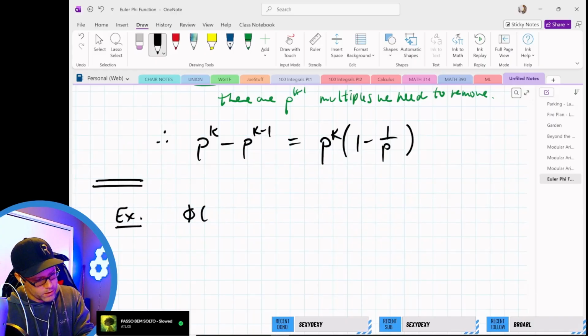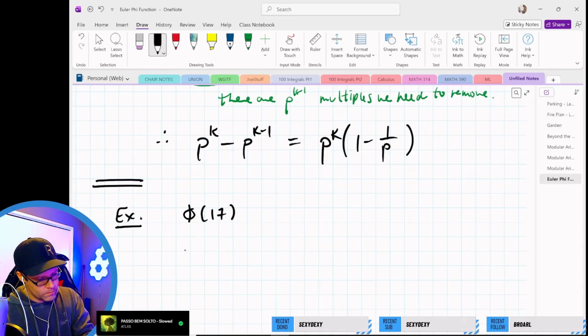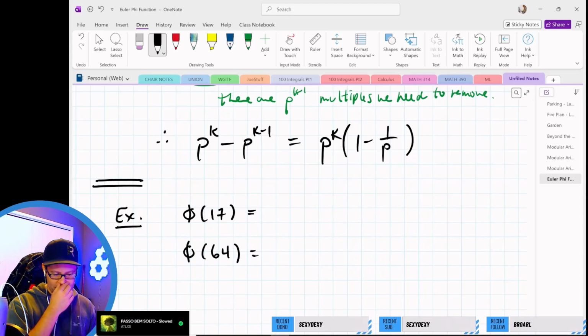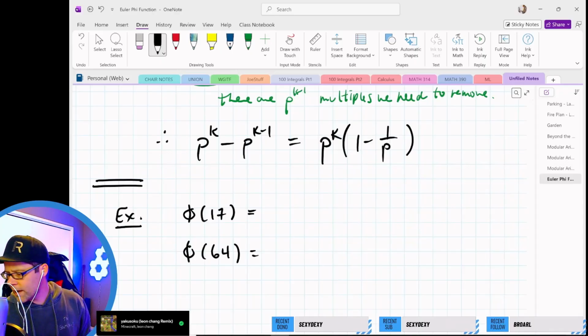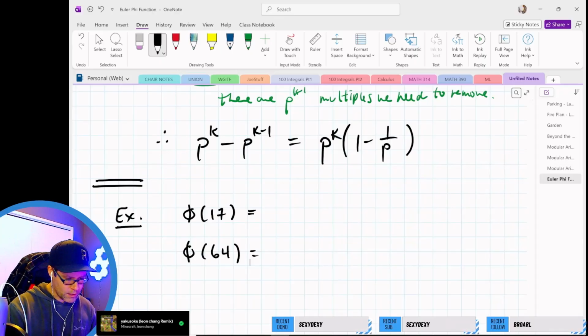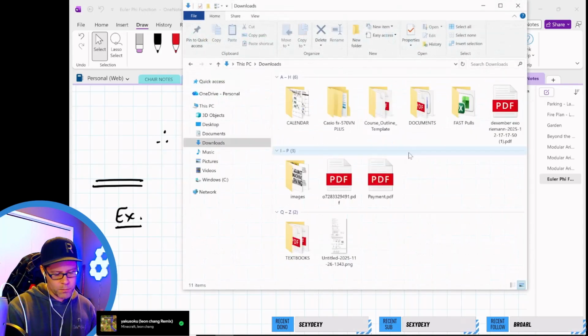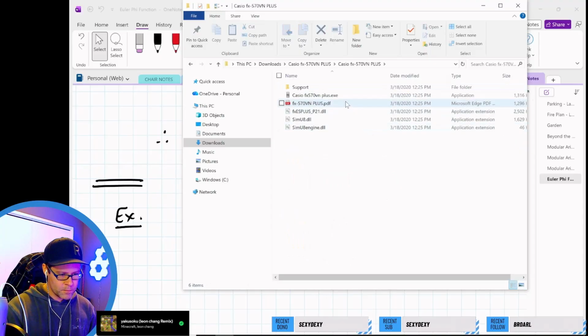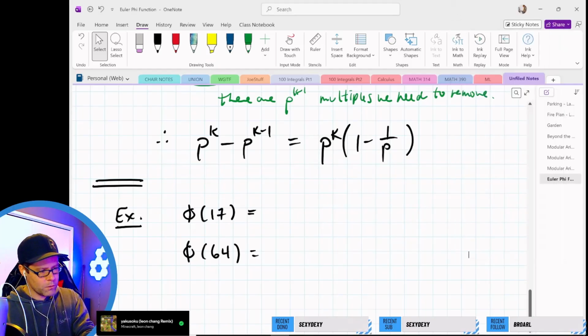But for now, we should be able to do some basic evaluations with prime numbers or powers of prime numbers. So let's say we had to calculate these two values here. Phi of 17. So how many numbers are co-prime with 17? And phi of 64, how many numbers are co-prime with 64? I'm going to go ahead and pull out a calculator on my laptop, because sometimes with these large numbers, it's helpful to have a calculator. So we'll get that fired up in case we need it. For 17, we note that 17 is prime.